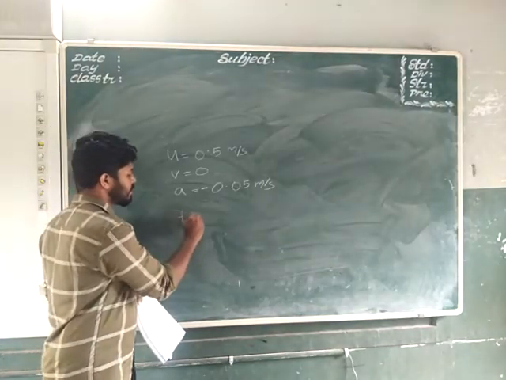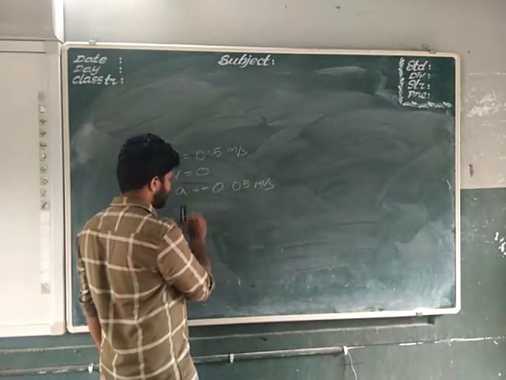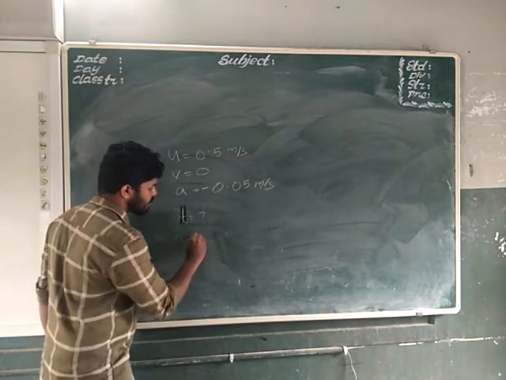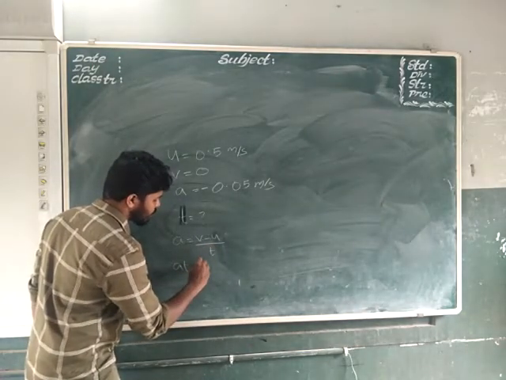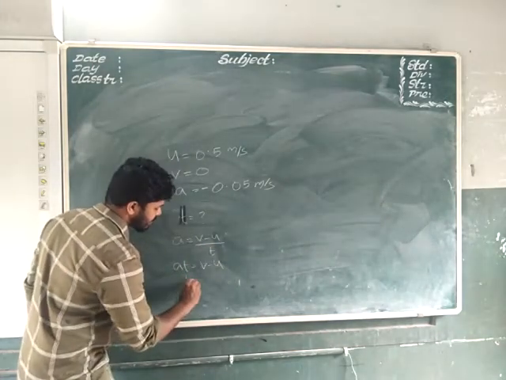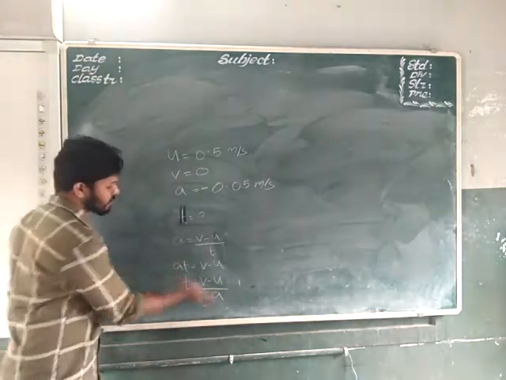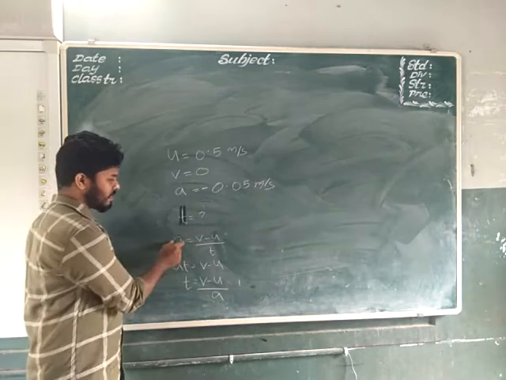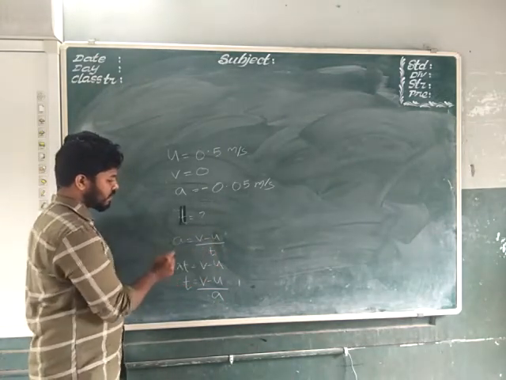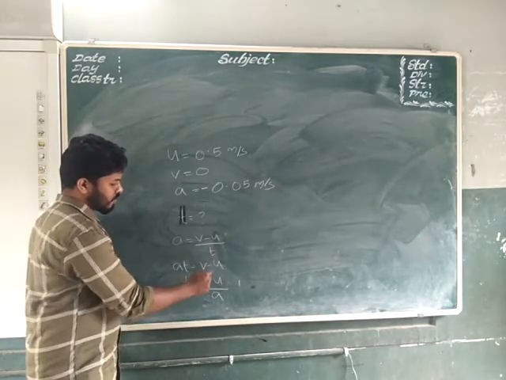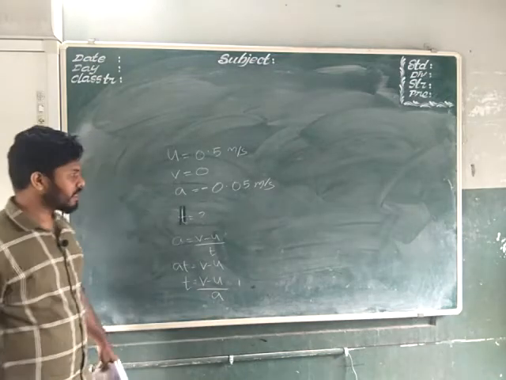We have to find t. What is the equation? The equation for a is equal to v minus u by t, or at is equal to v minus u. So t is equal to v minus u divided by a. Taking this t to here, at is equal to v minus u. Taking this a to the other side, it becomes v minus u divided by a.